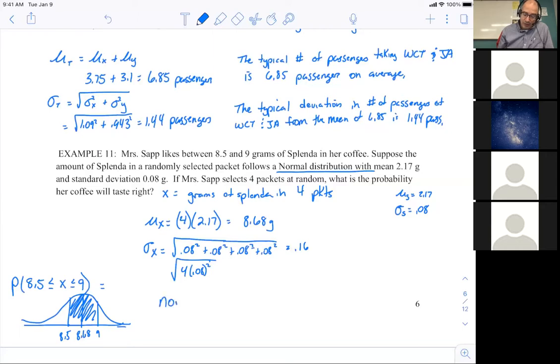Now, here's where the rubber meets the road on what you're going to do. For time's sake today, we're just going to do a normal CDF and move on with life. My lower boundary is 8.5. My upper boundary is 9. We decided my mean was 8.68, and we decided the standard deviation was 0.16. Because I had these defined previously, I do not have to do any type of subscripts, okay? Everything is good there. So this is 0.848. It's just going out to my calculator and getting that typed in.